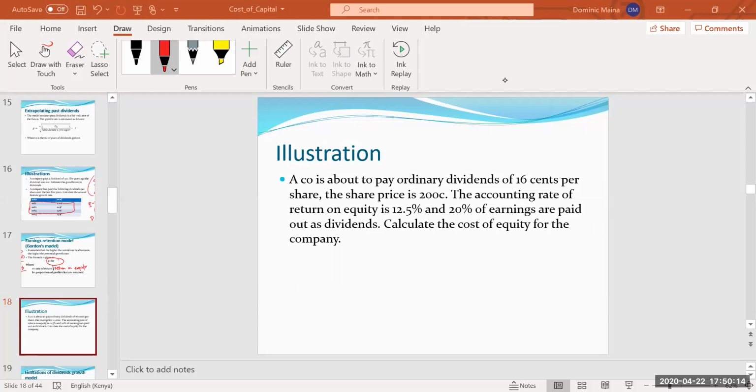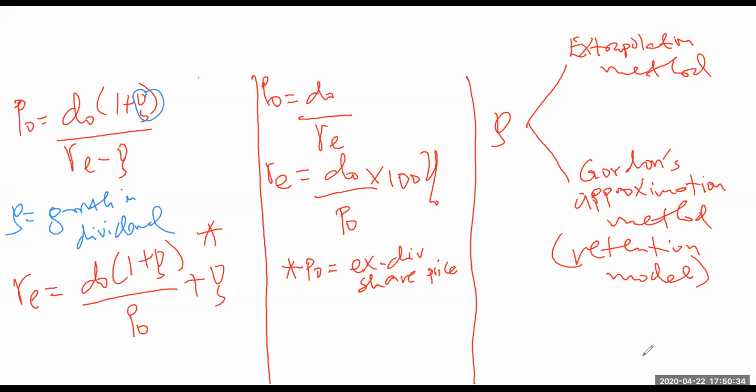So here we are meant to apply the model in getting the growth in the dividend, and at the same time use the dividend valuation model to estimate what the cost of equity should be. For the first thing, of course, we need to get the growth in dividend. We need to get the ex-dividend share price, the value. And of course, we need to get the most recent paid dividend. So we need to get these variables.